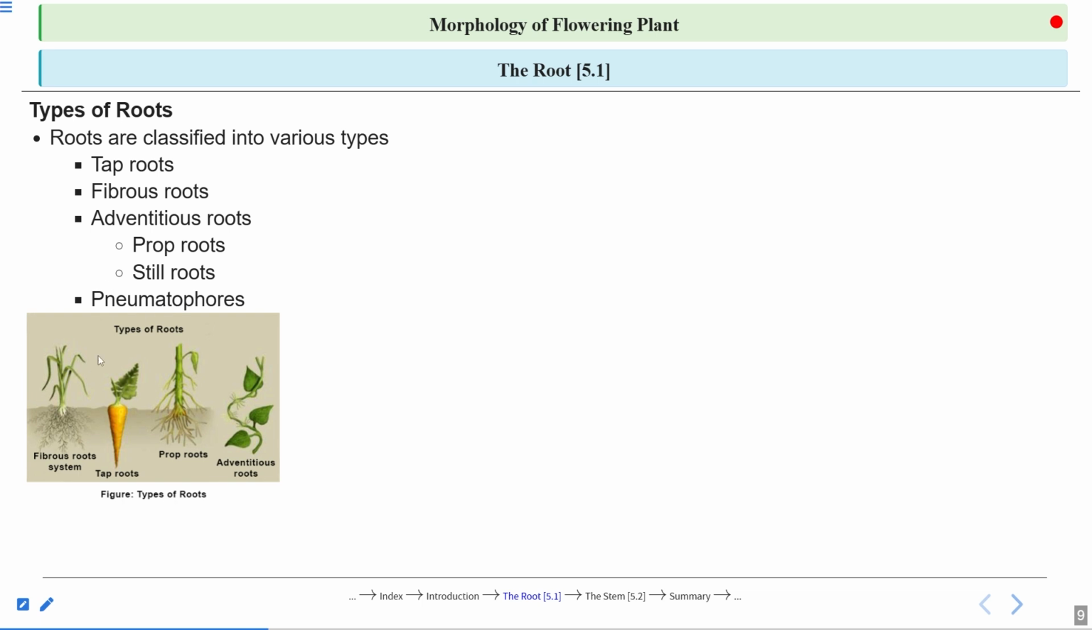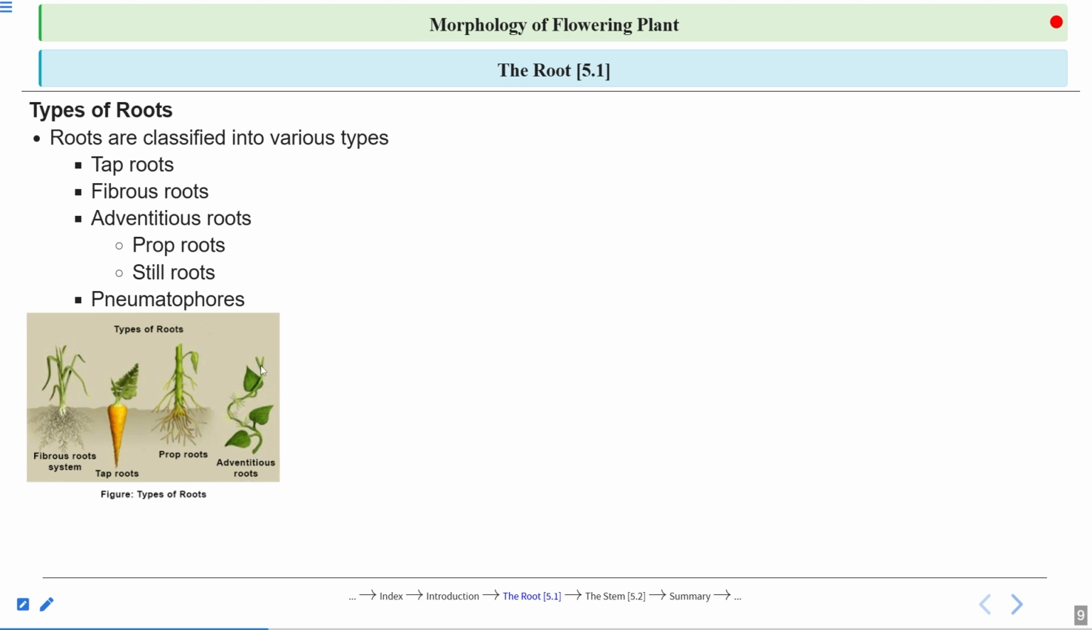So here you can see the different types of root figure. You can see the fibrous root system. Okay, the second one, the fibrous. This is the carrot showing the tap root system. Okay, then we are having the prop roots, in the form of the two adventitious root systems.